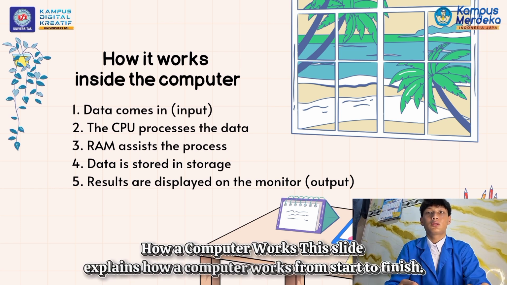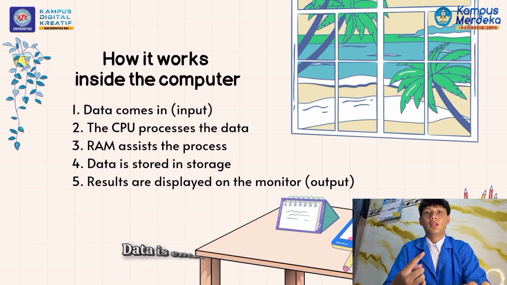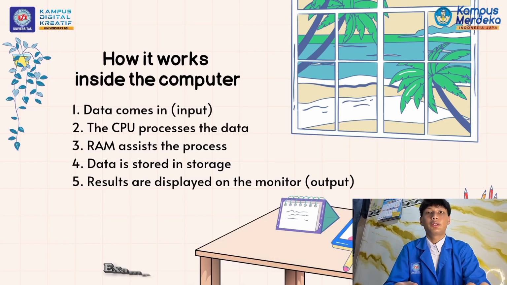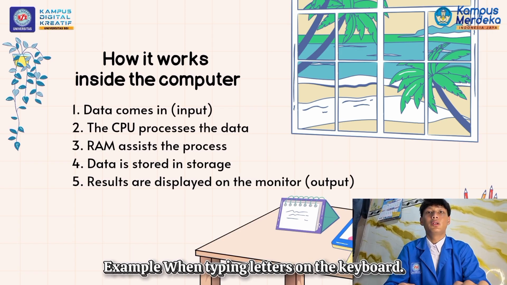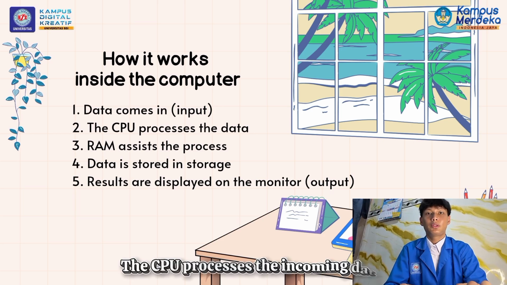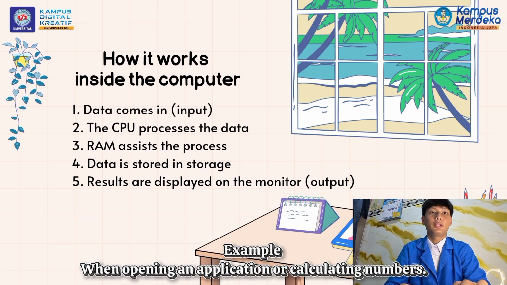How a computer works. This slide explains how a computer works from start to finish. Number 1, data comes in. Data is entered into the computer using keyboard, mouse, microphone, and scanner. Example: typing letters on the keyboard. Number 2, the CPU processes the data. The CPU processes the incoming data. Example: when opening an application or calculating numbers.